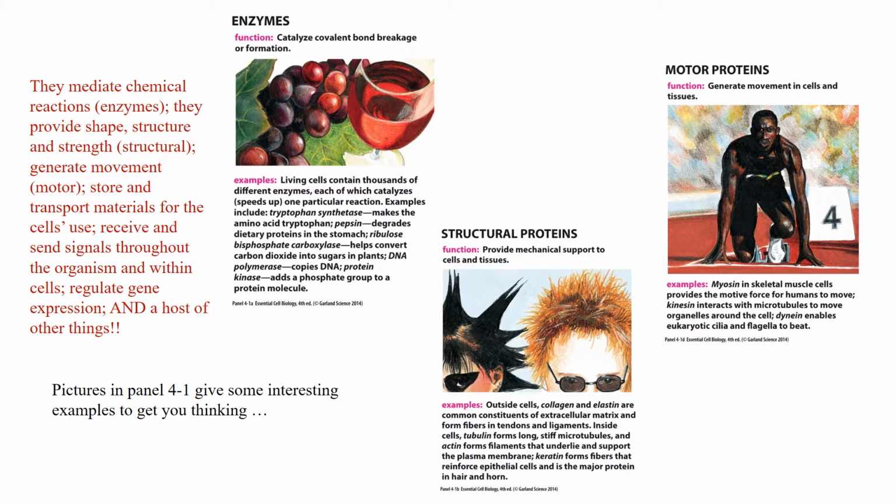For example, as enzymes, they mediate chemical reactions. As structural proteins, they give cells shape, structure, and strength. As motor proteins, they can generate movement either inside the cell or as tissues or even whole body movement. Other proteins store and transport materials that the cells need. They receive and send signals so the organism can communicate and respond to its environment. And also they regulate the expression of genes according to need and do a bunch of different things.